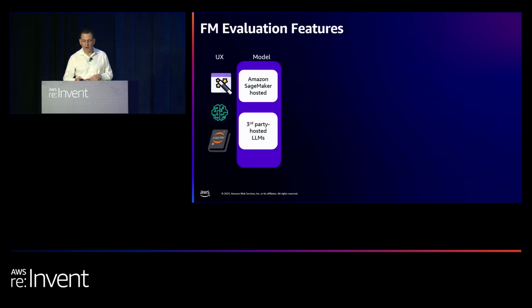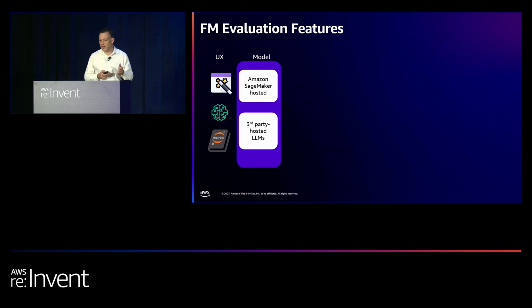All right, I'm gonna go a little bit deeper now into the actual features and flows. So we have 3 user interface options available for you, and these are listed in order of simplest to use to more sophisticated to use, but greater control. So the first option is a UI inside of SageMaker Studio, where you can click, and within a few clicks, create an evaluation within minutes.